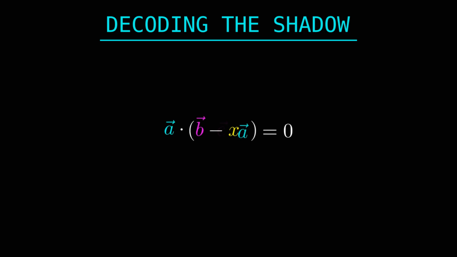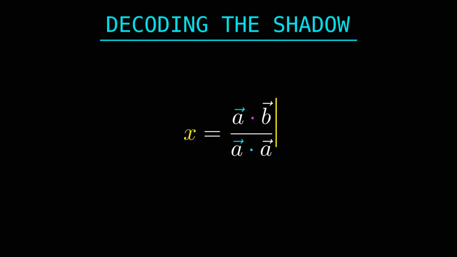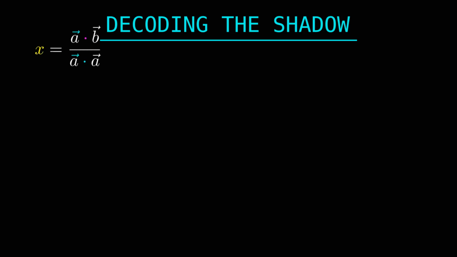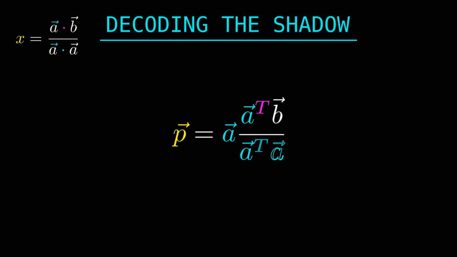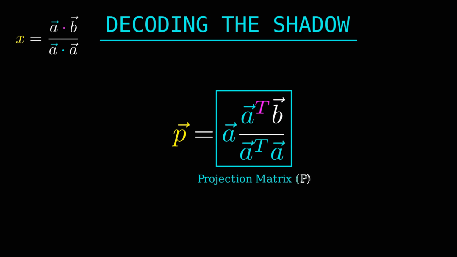Let's unpack this by recalling that the error is simply the target vector B minus our projection vector scaled by some amount x. If we distribute the dot product and move our unknown x to the other side, we can solve for it. This reveals a simple fraction that tells us exactly how much of vector A we need. Multiply this by the direction vector and you have the projection formula. That specific term right there? That is your projection matrix.